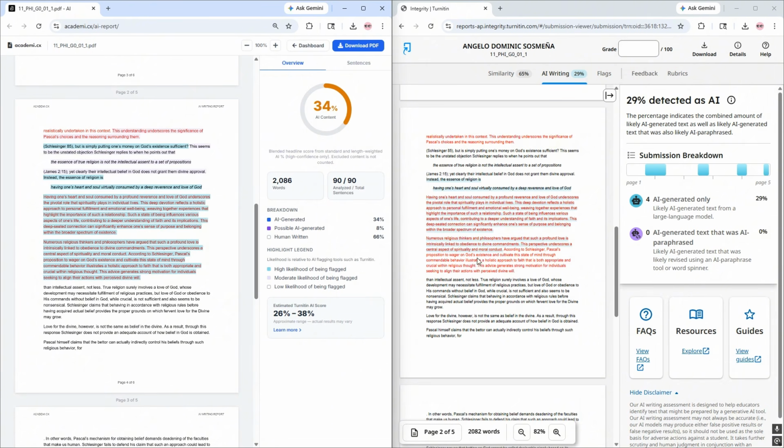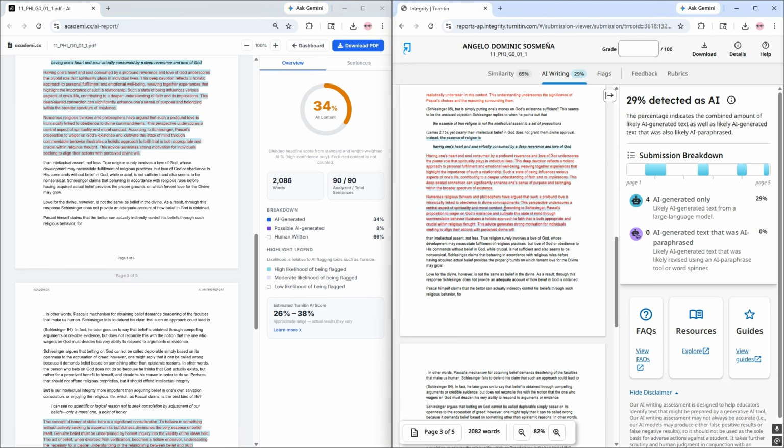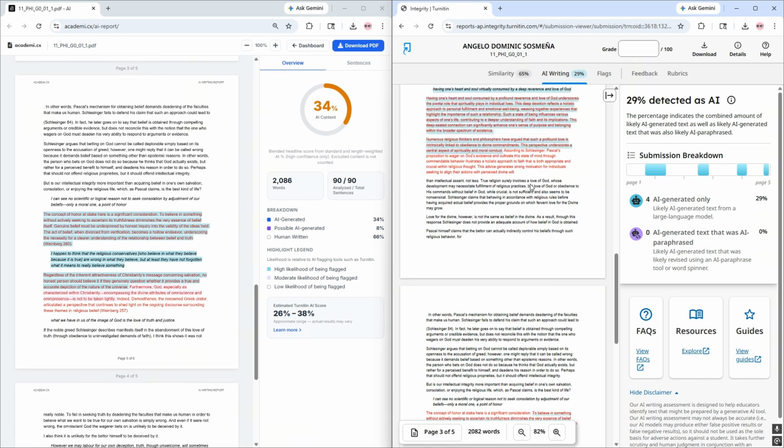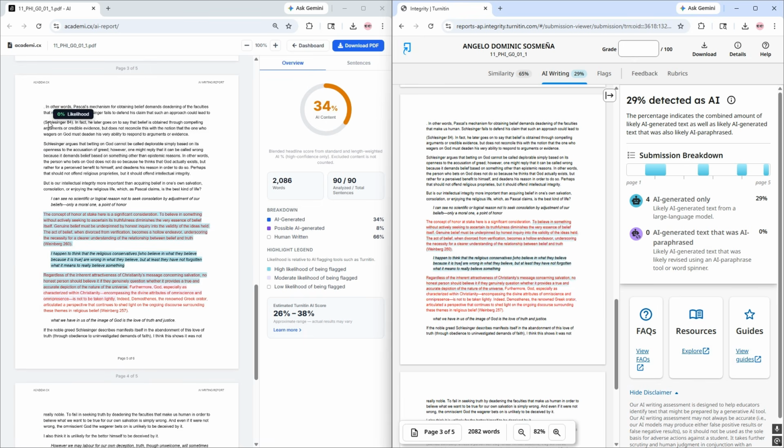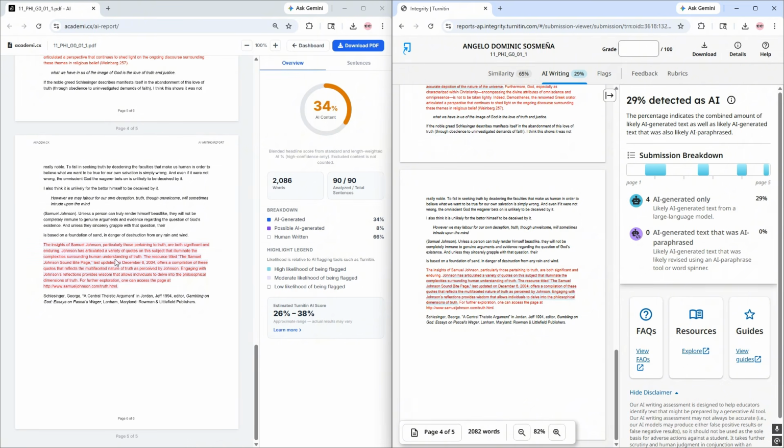And moving on, these two paragraphs were for the most part highlighted, with the exception of the last two or three sentences of this paragraph right here. Let's go down to the next page. Again, pretty one-to-one on this. Yep. And to the last, we can see that this paragraph was detected, and this paragraph was also detected on Turnitin.